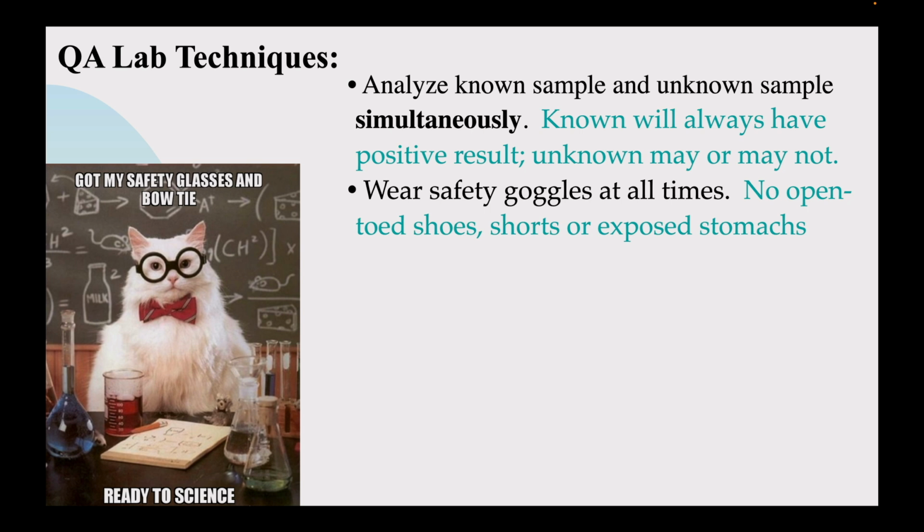Like before with the QA2 lab, you want to analyze your known sample and unknown sample at the same time. So you'll make your known sample. It'll have about 6 drops of each of those 4 ions in a tube, and the other one will be your unknown. And like before, the known will always have a positive result. The unknown may or may not have a positive result.